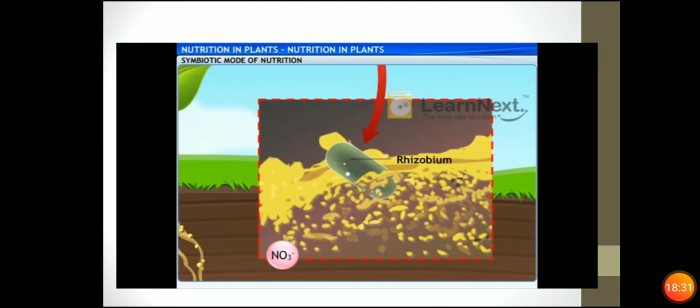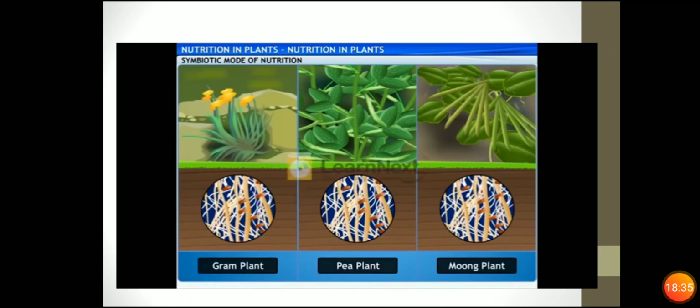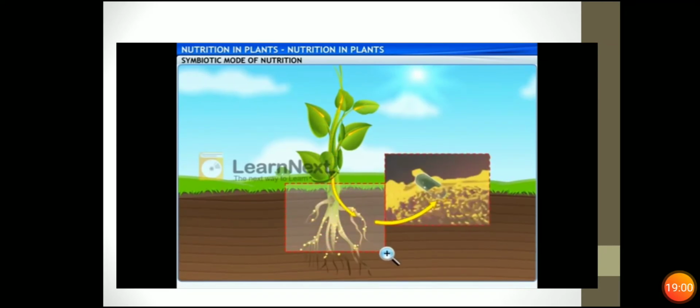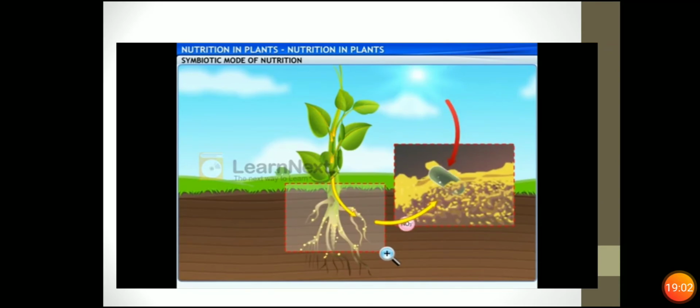However, rhizobium cannot make its own food. So, it forms a symbiotic relationship with plants like gram, peas, mung beans, and other legumes. It lives in their roots and provides them with nitrogen. In return, the plants provide food and shelter to the bacteria. Thus, this symbiotic relationship is mutually beneficial to both the plants and the bacteria.